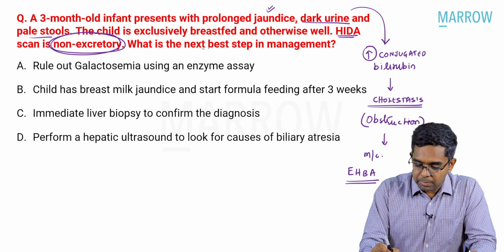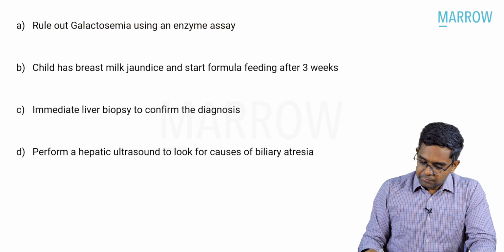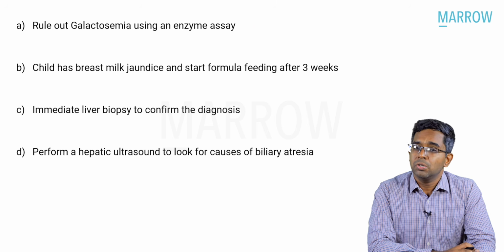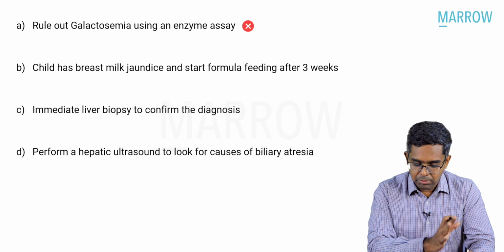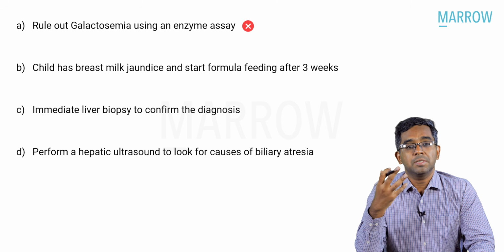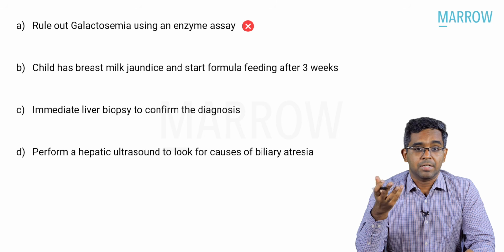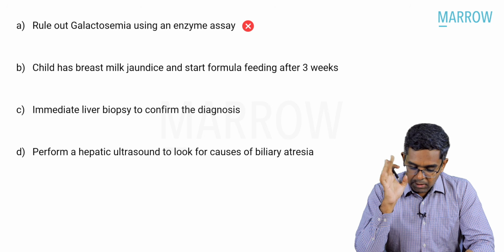Now let us see what should be the next best step in management. Let me take the options one after another. The first option was rule out galactosemia using enzyme assay. Is it correct? No, it is wrong. It is not even galactosemia in our question, so that is anyway ruled out. If it were galactosemia, they should have given other clues like hepatomegaly, cataract, the oil drop cataract. That should have been given as a clue. It's not given, so that is anyway out.